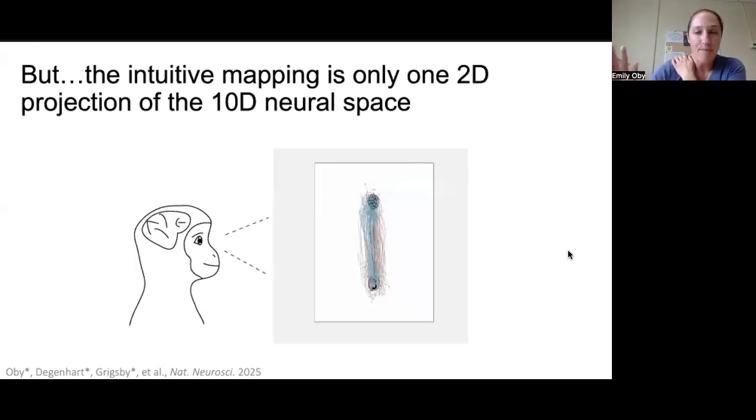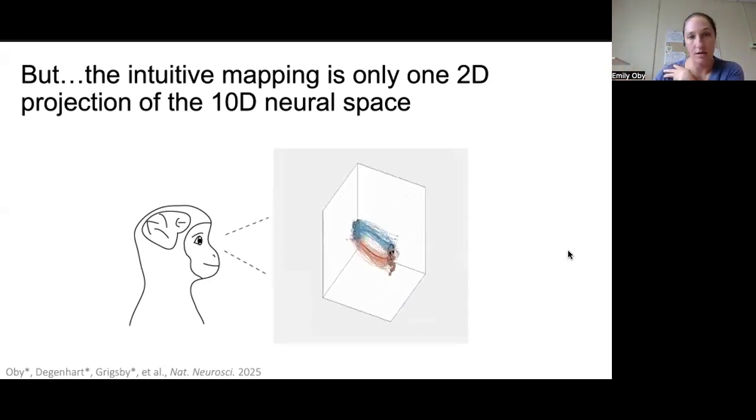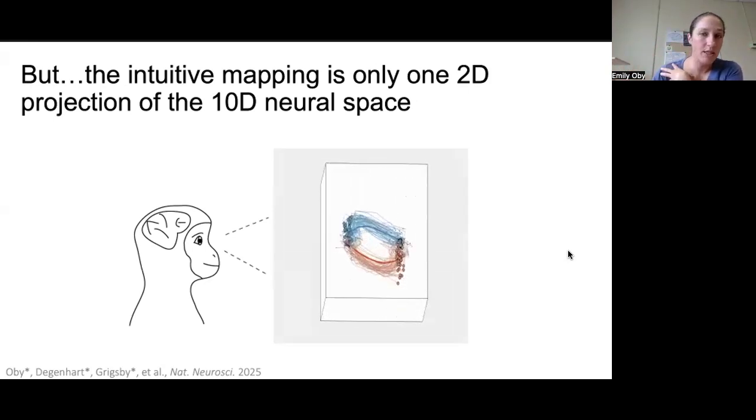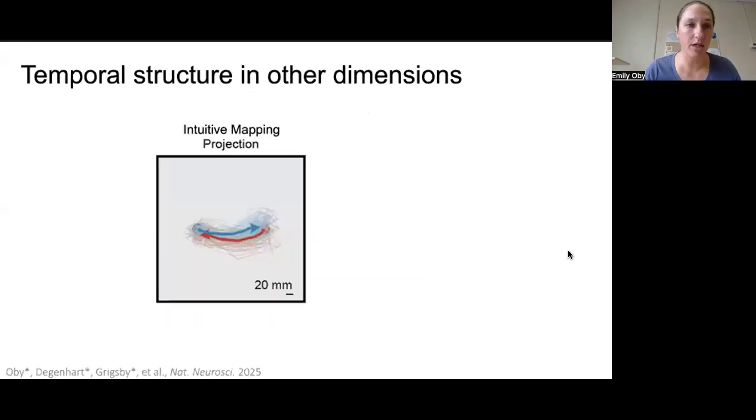But remember that this is just one 2D projection of our 10D neural activity. And if we look at other projections of our 10D space, we see some interesting structure emerge. So this is our evidence of temporal structure, and we're going to dive a little deeper into this. So this is just another set of cursor trajectories with the intuitive mapping projection.